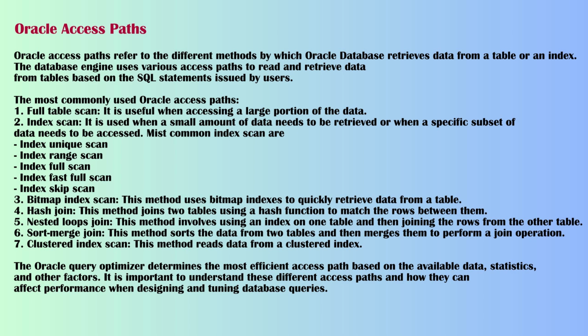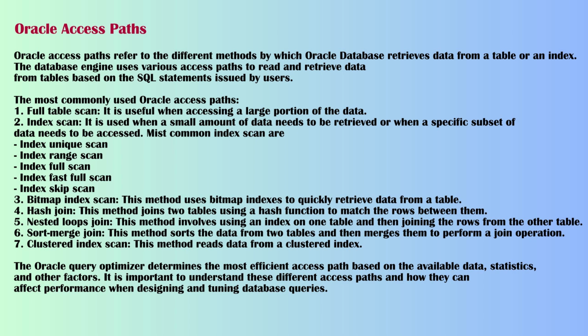In Oracle databases, the optimizer decides which type of join to use based on the size of the tables, the available memory, and other factors. It is also possible for database administrators to specify the join type using hints or other tuning techniques.